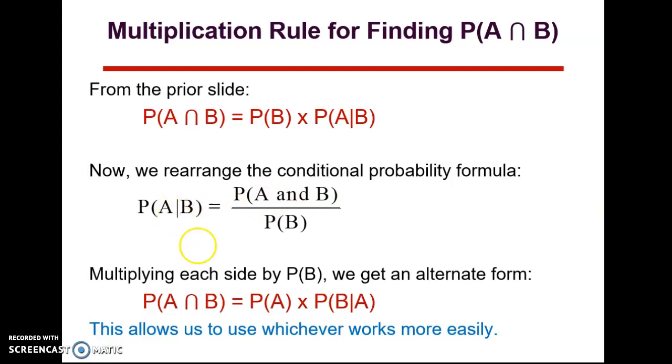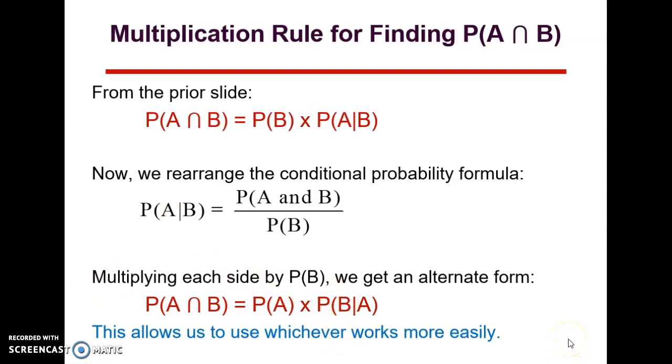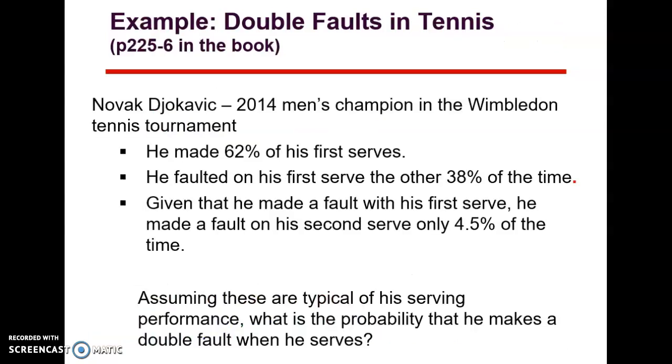A given B. And I see here I've got a mistake, so I will fix that. So I'm going to pause it now and fix it. Okay, things are all fixed here. And you see the A and the B have reversed positions, so we can actually use either formula if we need to. And here's an example.